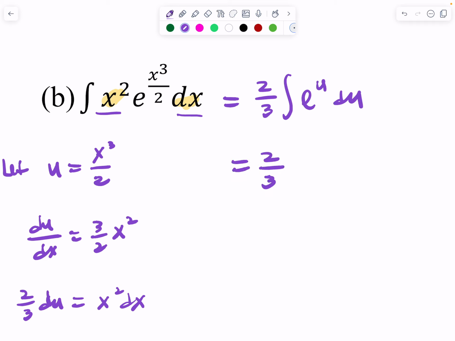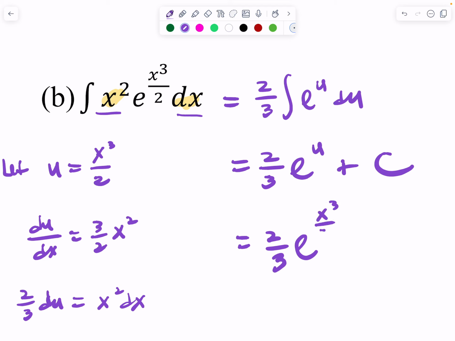So integrating that, 2/3 e to the u plus c, and then remembering to substitute the x cubed over 2 back into the exponent position for u. Okay, and again, all side work here.